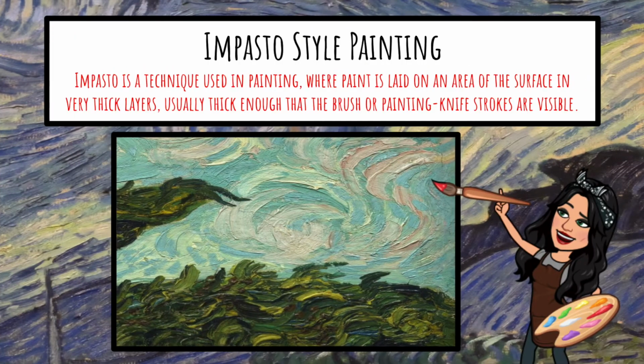Another way that artists used texture to show movement in their painting was a style called impasto style painting. Impasto is a technique used in painting where paint is laid out on an area or surface in very thick layers, usually thick enough that the brush or painting knife strokes are visible. So as you can see, the swirls of the wind, and he uses those thick brush strokes to show movement.